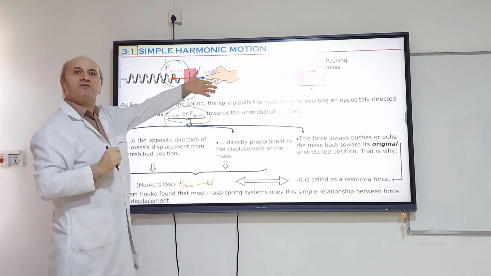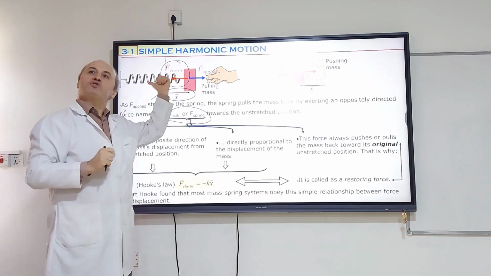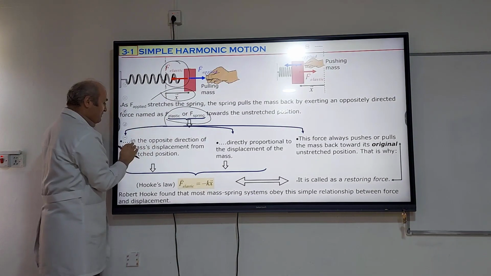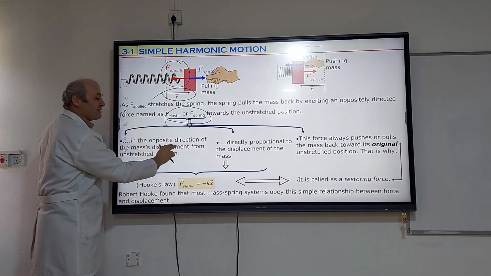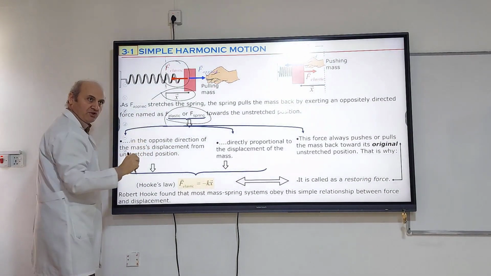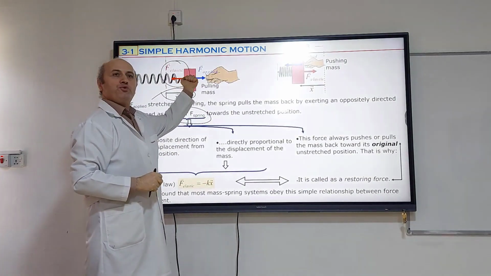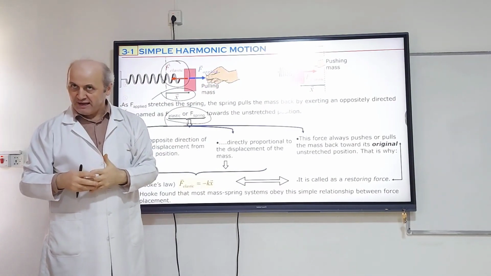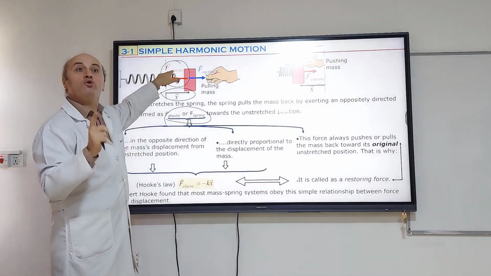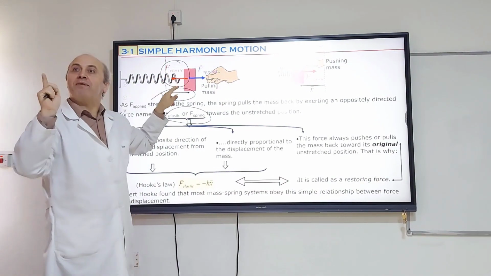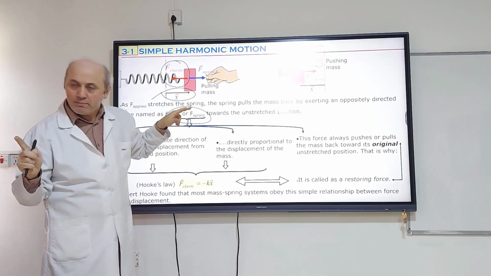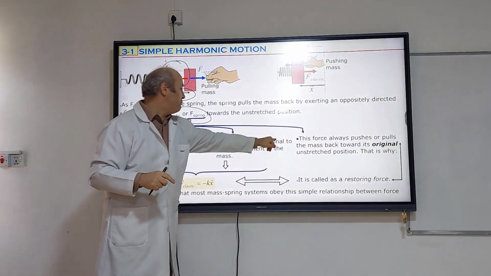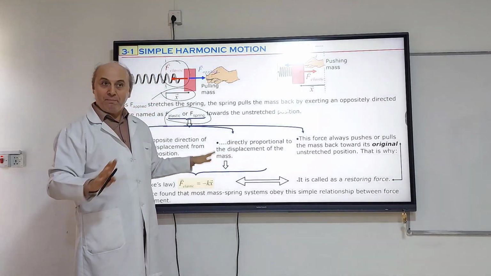Then, in whichever direction the mass displaces, the force is going to be opposite in direction. So this elastic force, the spring force, is in the opposite direction of the mass displacement from the unstretched position. Second, when you pull it more and more, as x increases, you will feel that this elastic force also increases proportionally in magnitude. That is, they are directly proportional. The second property of this elastic force is that it's directly proportional to the displacement of the mass.